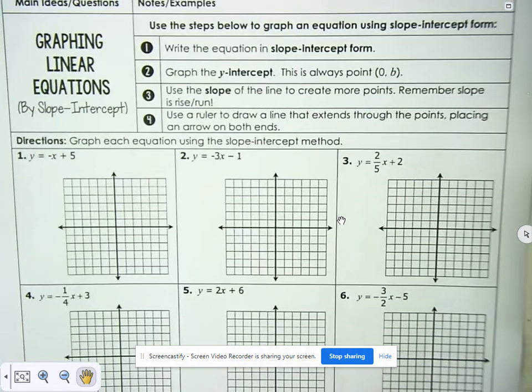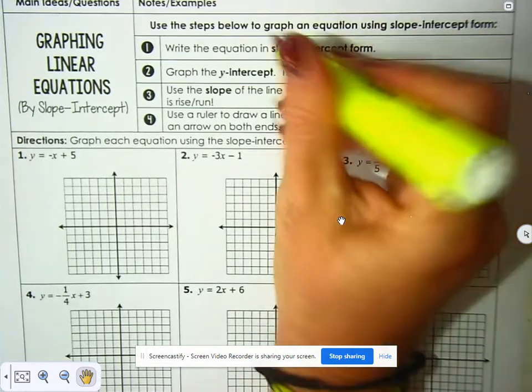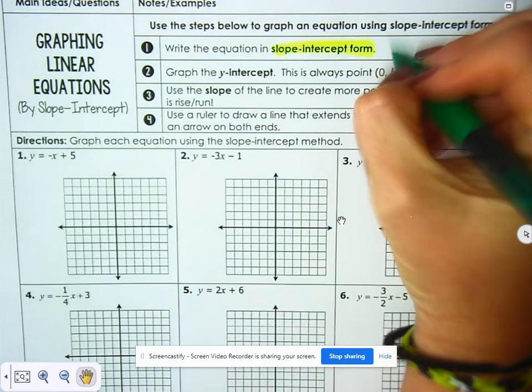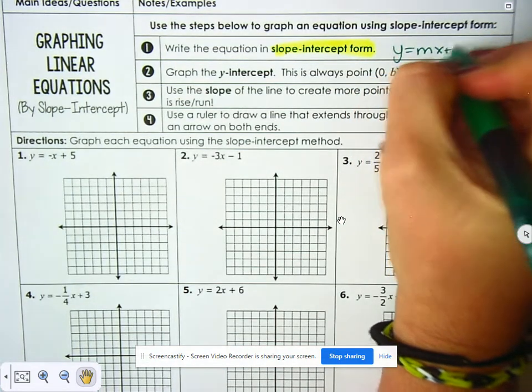All right, y'all. So today we talked about just graphing linear equations in general. First and foremost, it needs to be in slope-intercept form, which means y is by itself. So that's our y equals mx plus b.